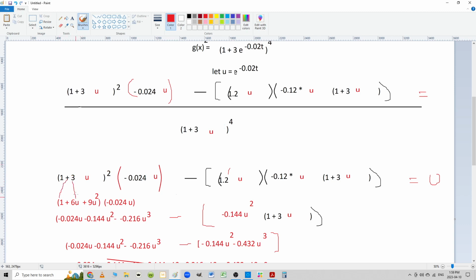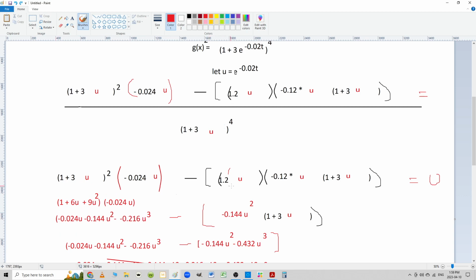So 1 + 6u + 9u², and it's going to be multiplied by this and u. Again, I should have just factored the u in front and not expanded it. But I do, and so it means everything in here gets a u higher up. So this is what this bracket expands to, and then when I multiply it by this, that's what you get.